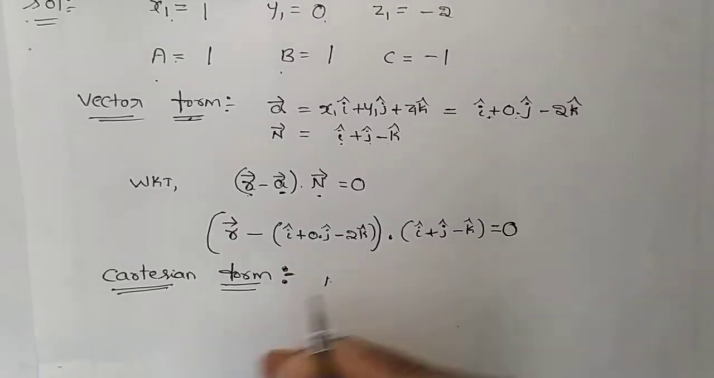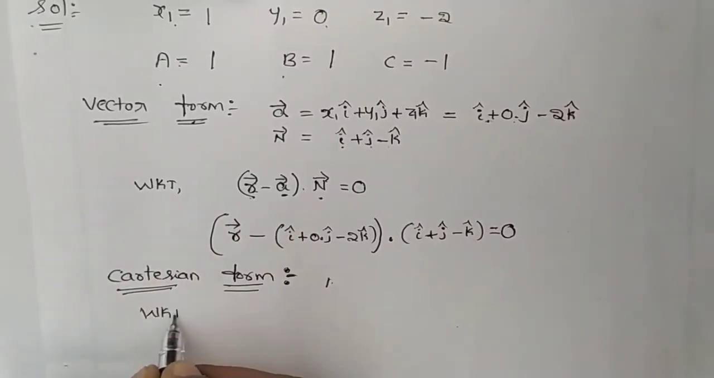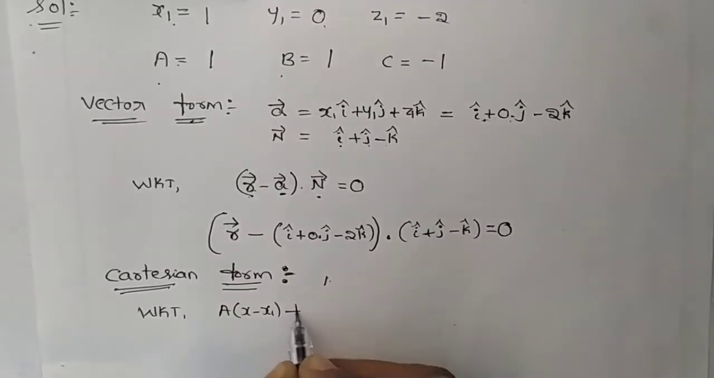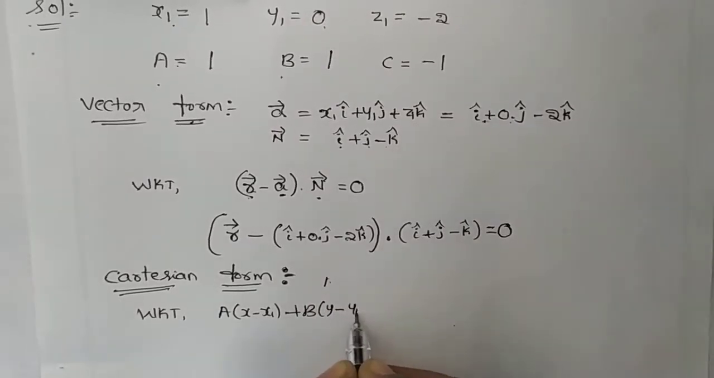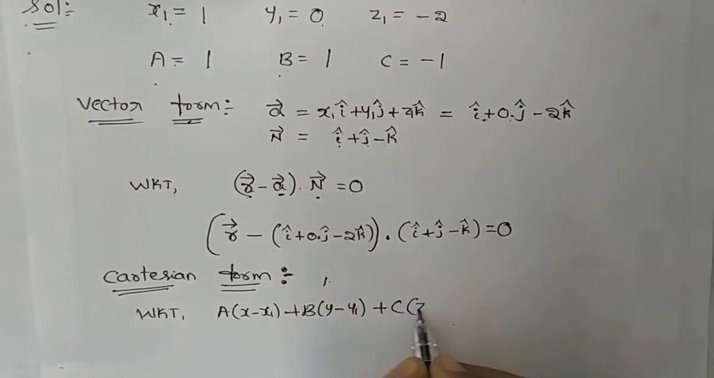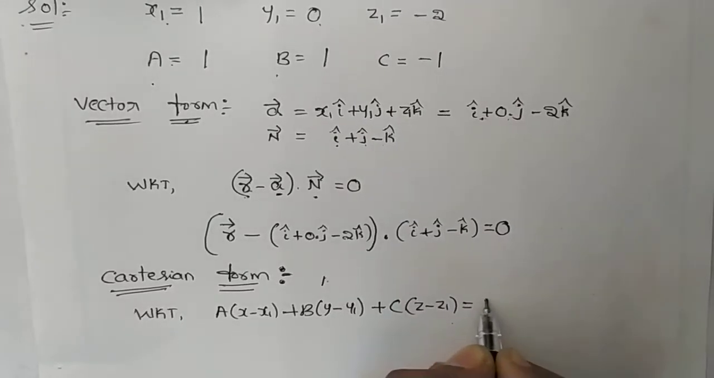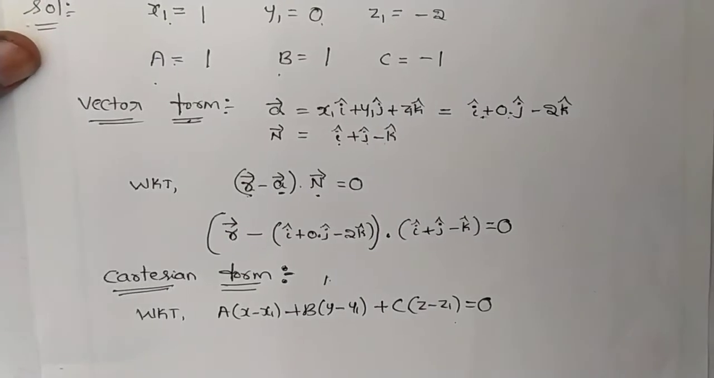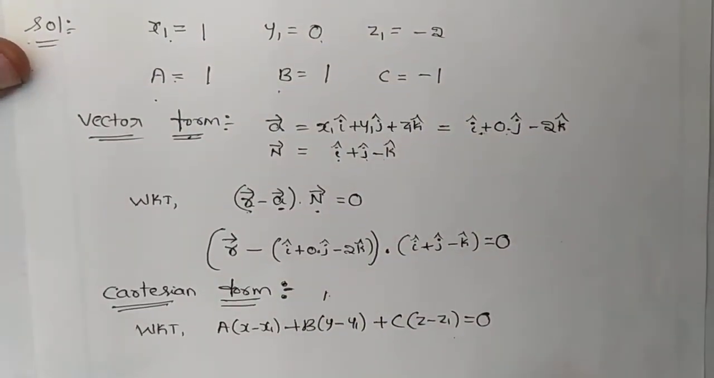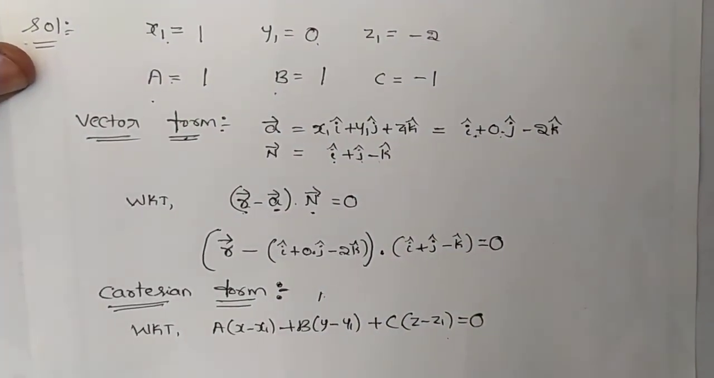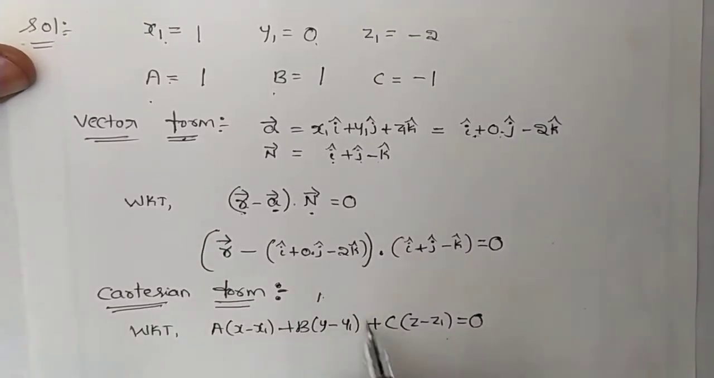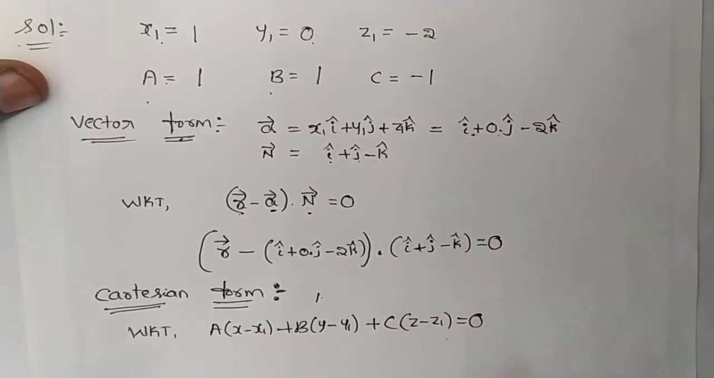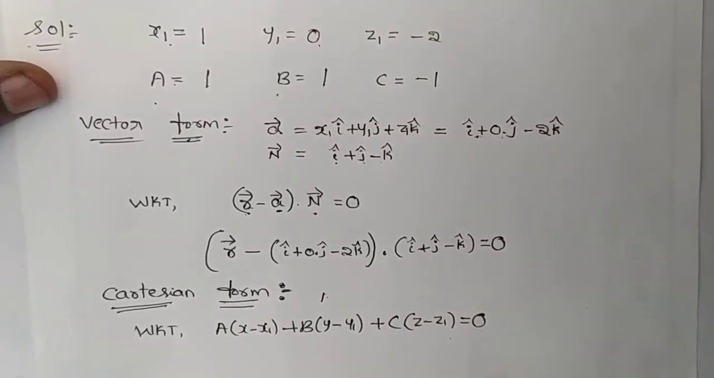We know that a into x minus x1 plus b into y minus y1 plus c into z minus z1 equals to 0. It is the Cartesian equation of the plane. Now you just substitute the values of x1, y1, z1, a, b, c in this Cartesian form and simplify it. Then finally we will get the Cartesian form.